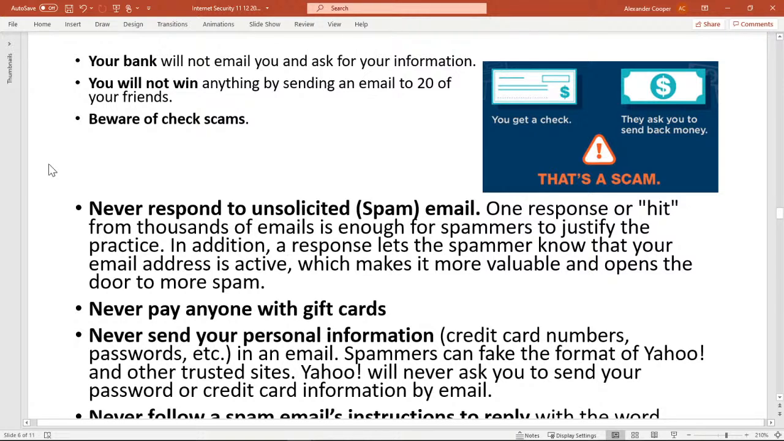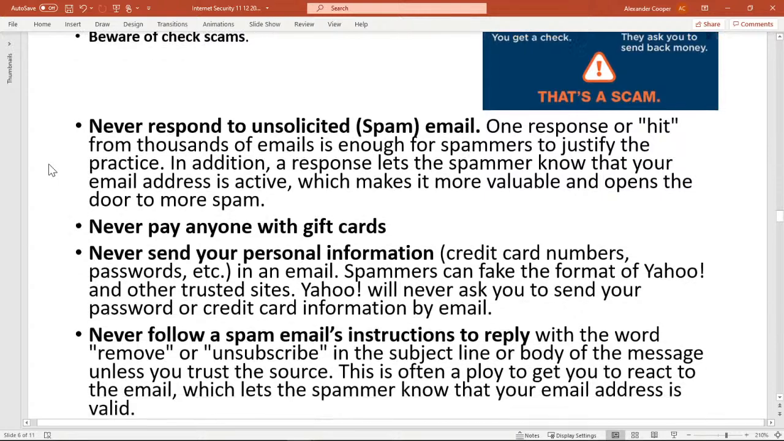Come to find out, it's a real check from a real bank, but the problem is it bounces. So if you cash that check at the bank to get the money, then your bank is actually going to want that money back, because the check that you deposited did not get its money back, okay? I mean, it wasn't a valid check. It didn't have money there. So just be aware of that.